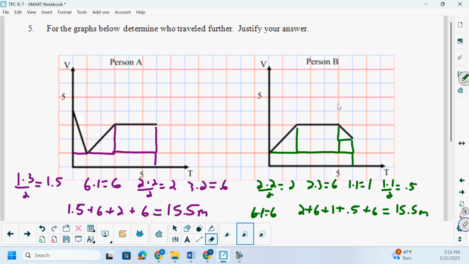And the next one, various ways you could have split it up. You can see how I split it up in the green. So I had a triangle on the left that was 2. The rectangle on top was 6. The square on the right was 1. The triangle on the far right was 0.5. And that rectangle on the bottom was 6. Adding those up gave us 15.5.